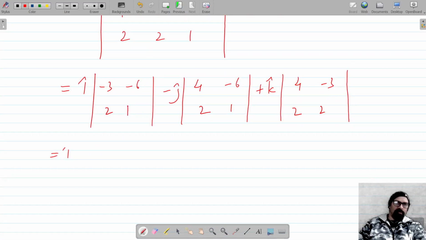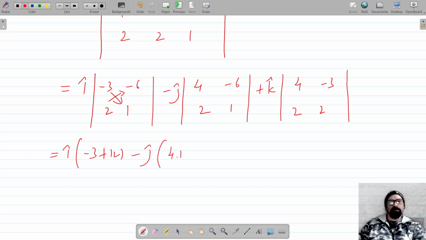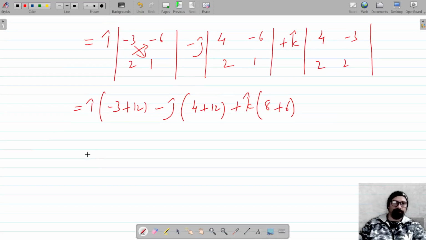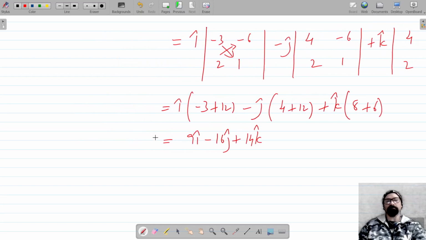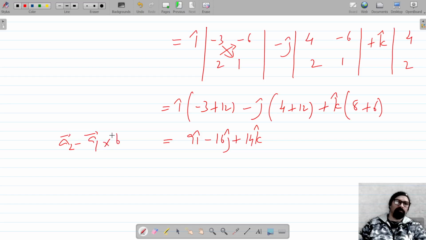Okay, so this is now i cap. We know how to find the determinant. So this is -3 plus 12 i cap, minus j cap 4 plus 12, plus k cap 8 plus 6, which gives me 12 minus 3 is 9 i cap, 12 plus 4 is 16, -16 j cap, plus 8 plus 6 is 14 k cap. So 9 i cap minus 16 j cap plus 14 k cap. This is A2 minus A1 cross B.